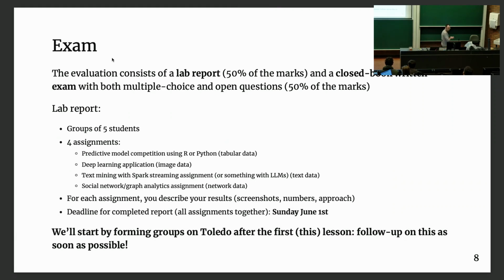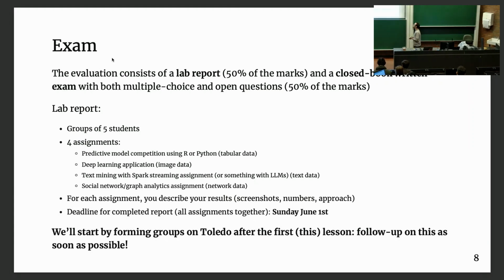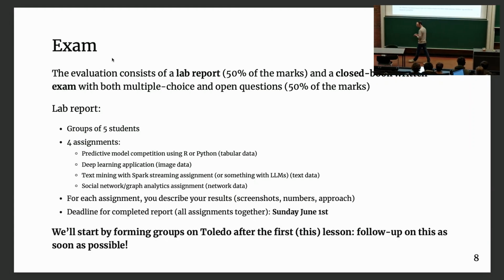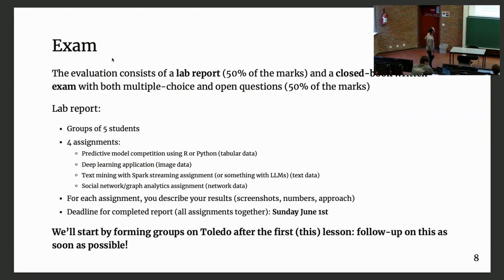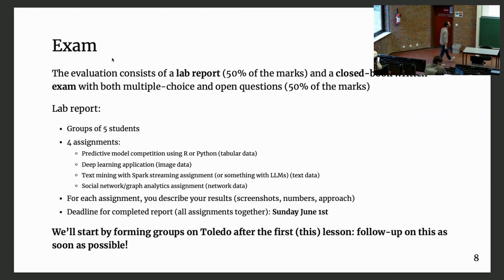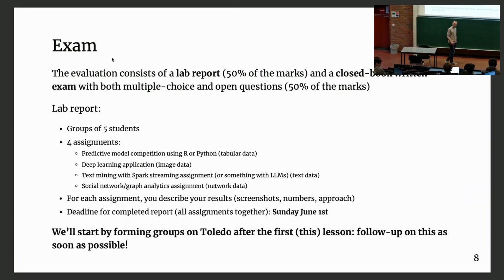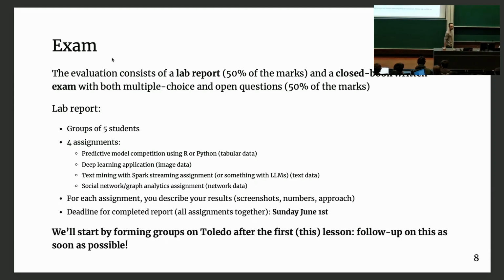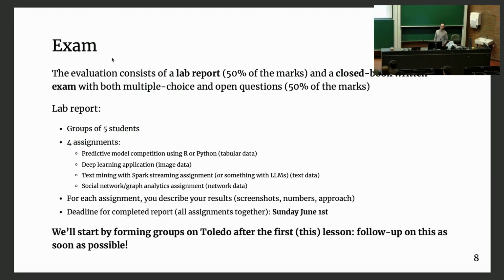The exam, so those assignments rather, those 4 assignments count for half of the evaluation of this course. So 50% is assignments, 50% is a traditional exam with multiple choice questions and a couple of open questions. What does that 50% lab report mean? Well, it's called a lab report because you hand in all of your assignments as a group, a group of 5 students. You hand in a report describing all these 4 assignments at once at the end of the semester.